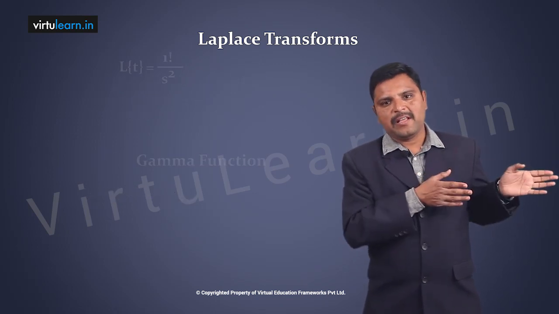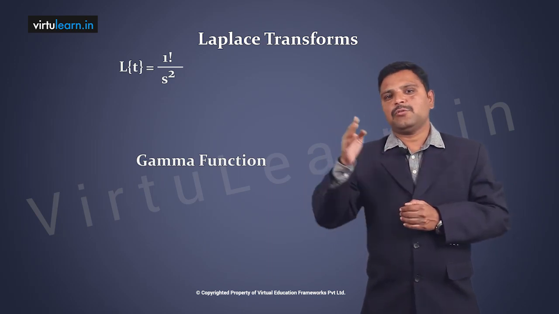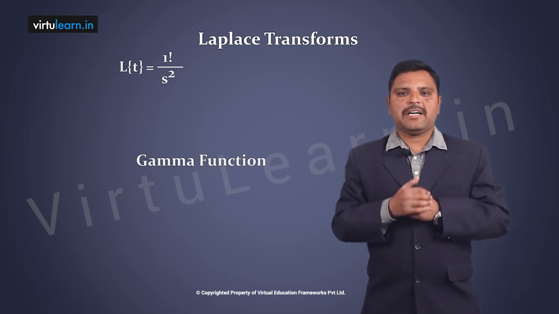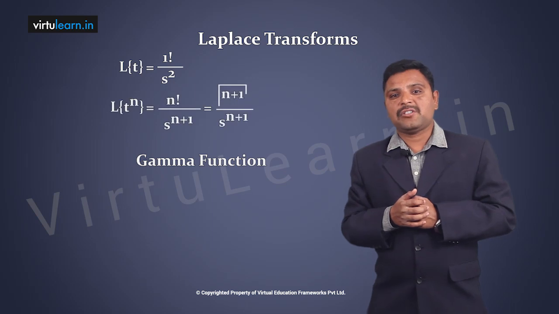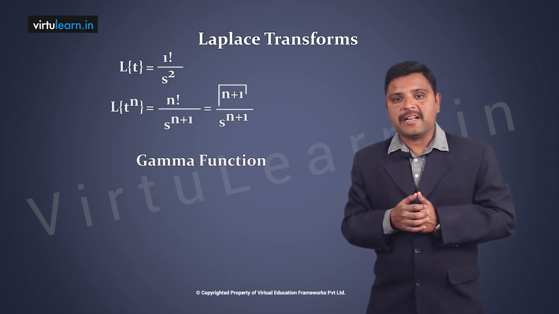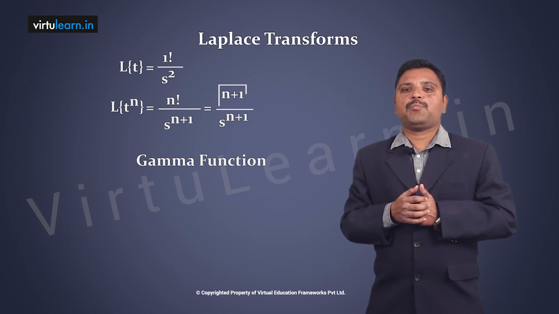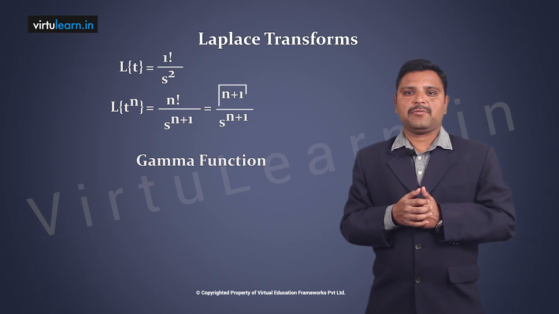In the same way, Laplace transform of t: in place of f of t, you substitute t, then by integration by parts we get the answer 1 factorial by s square. In the same way, Laplace transform of t power n equals n factorial by s power n plus 1.